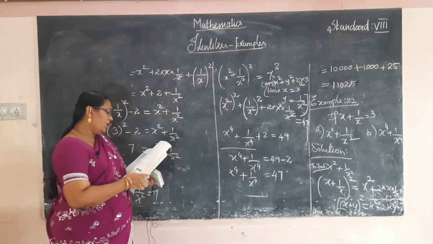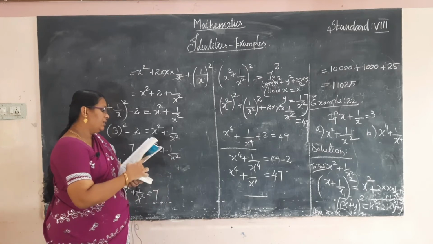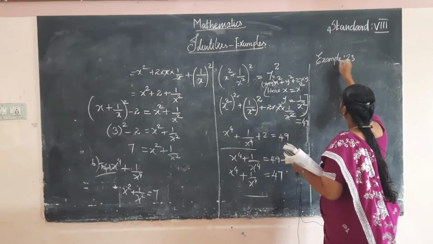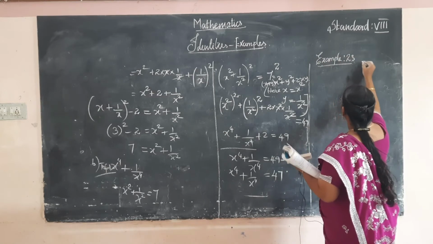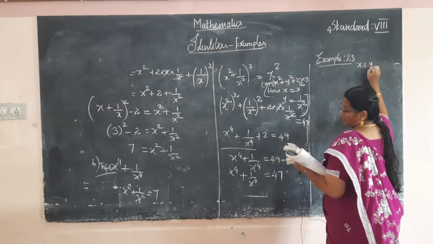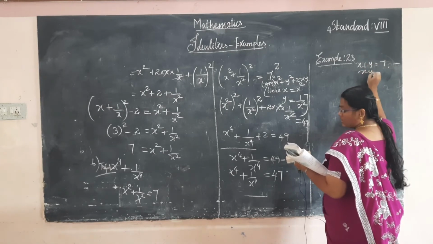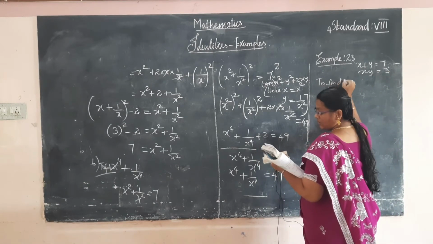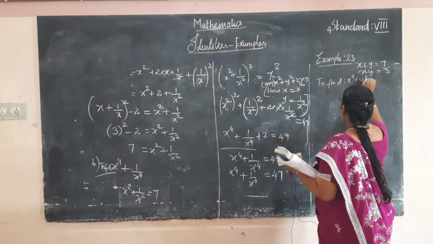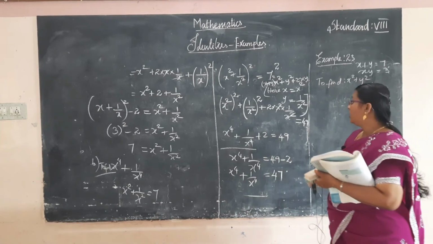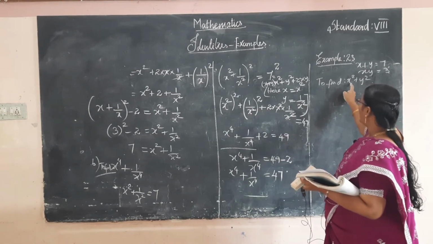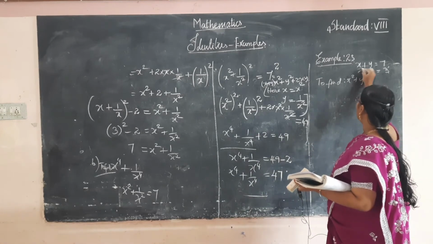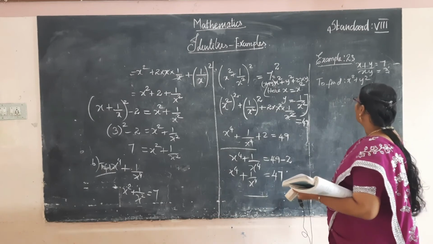Okay, now move to example 23. If the condition given is x plus y equal to 7 and xy is equal to 3, find the value of x square plus y square. At the beginning of the class, I already explained how to find the value of x square plus y square. See here, the positive value x plus y is given.